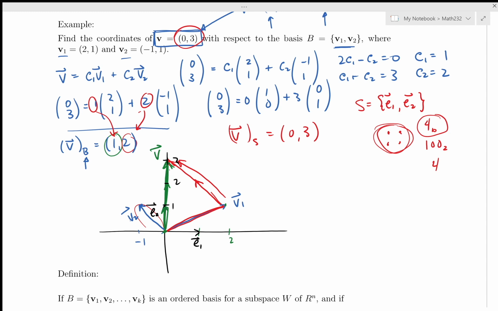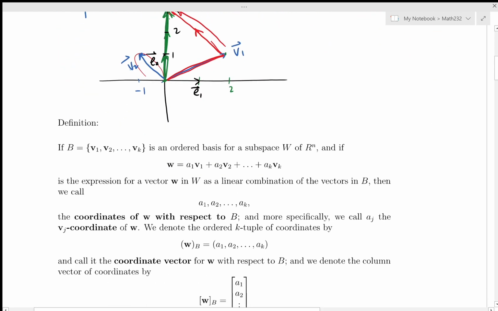That's in fact the whole point of this lecture, is to recognize that we can do it, what the notation for doing it is, and that we're not changing the underlying vector. We're just changing which basis we're stating it relative to, and then we can change from one basis to another. That's it. Okay, so here's the definition.